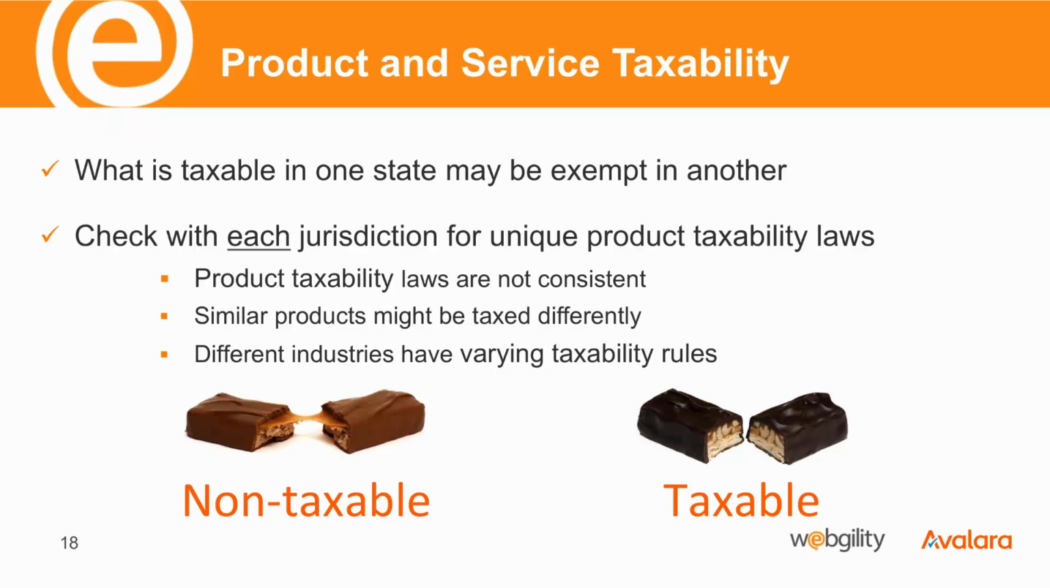So the next area to consider is product and service taxability. So what are you selling? Different states treat different products very differently, and what is taxable in one state may be exempt in another state. And even within a state, different products that are very similar with slight variations can have different taxability rules around them. An example here is the difference between a Milky Way and a Milky Way Dark.